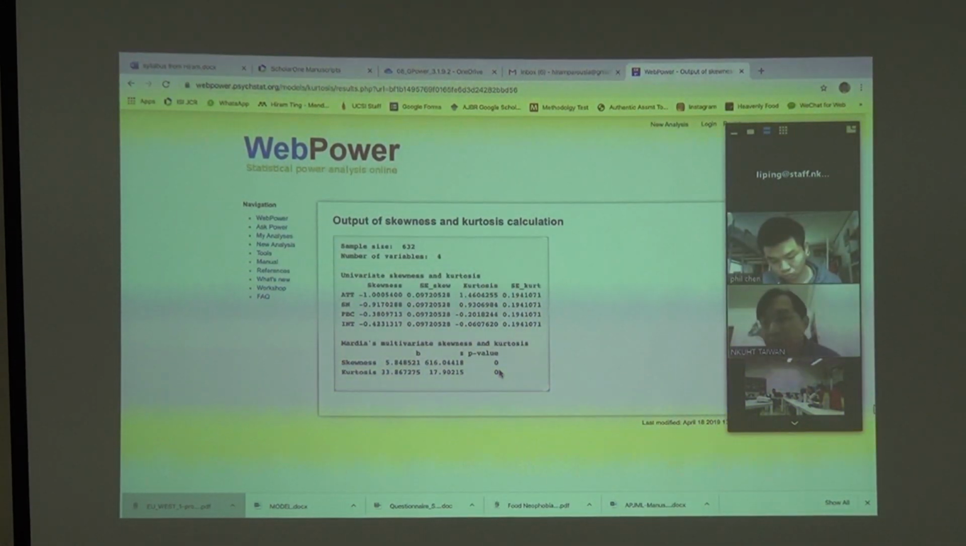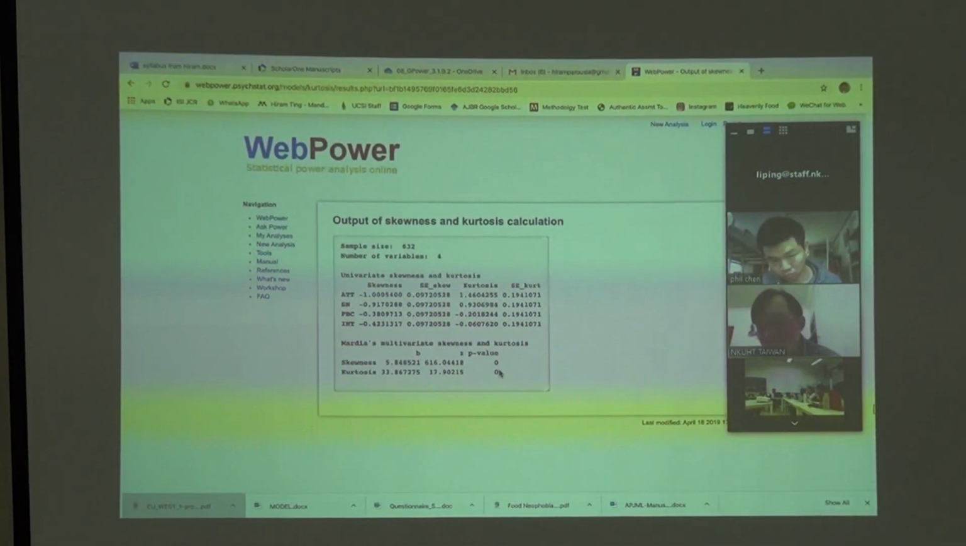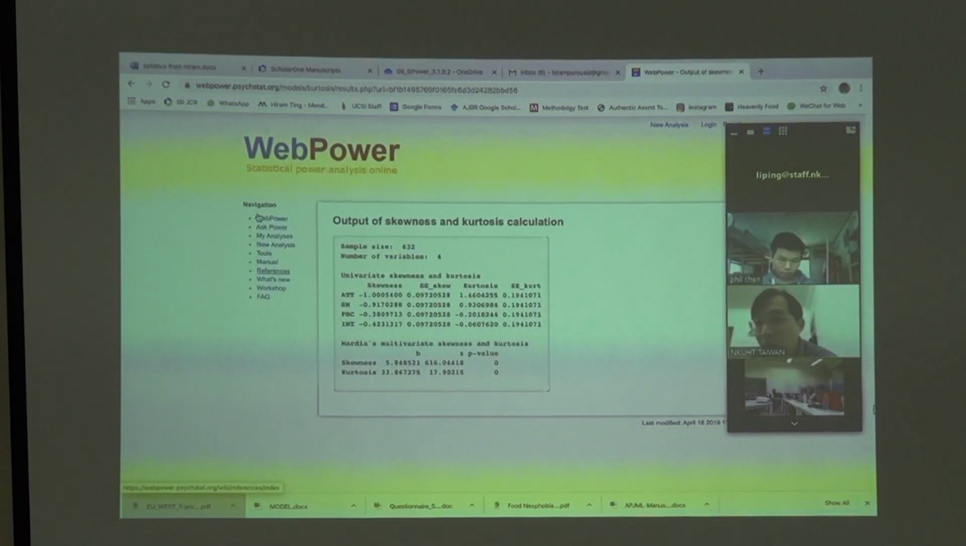Okay? So this afternoon we will learn a procedure called bootstrapping. So we will talk about bootstrapping tomorrow. So this is something that you can use. Not only this, because you will be writing your thesis here. All the references, the manual, everything here.